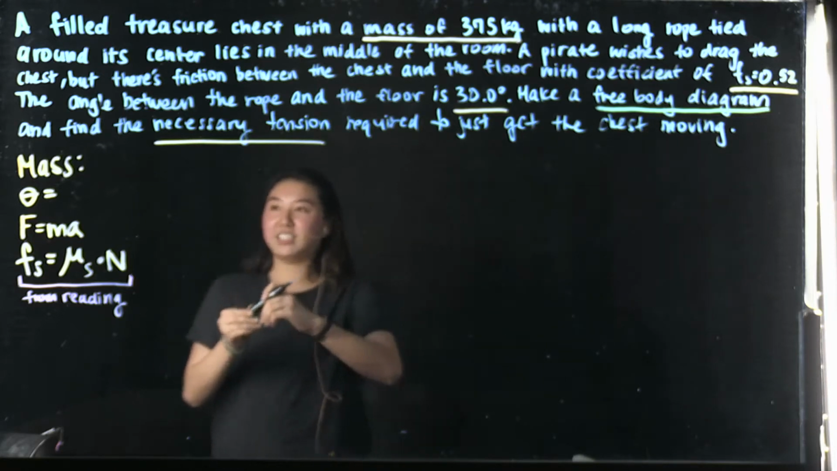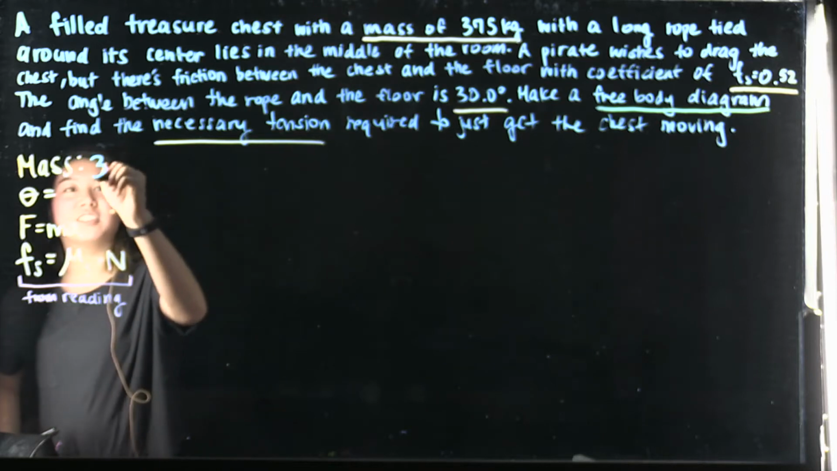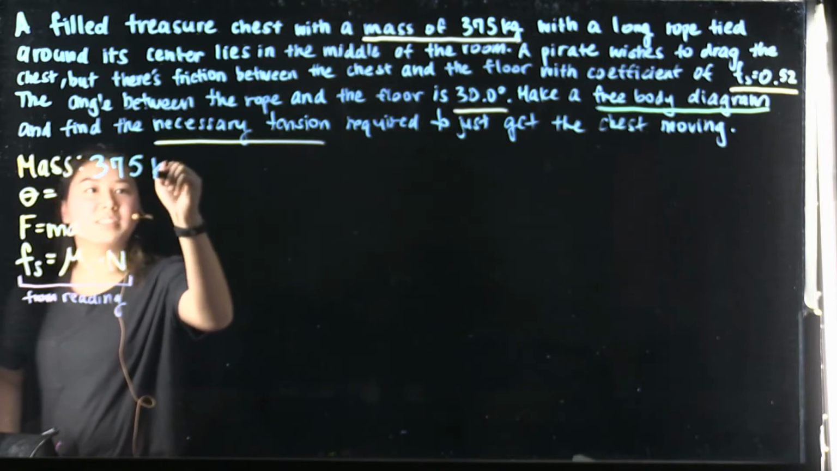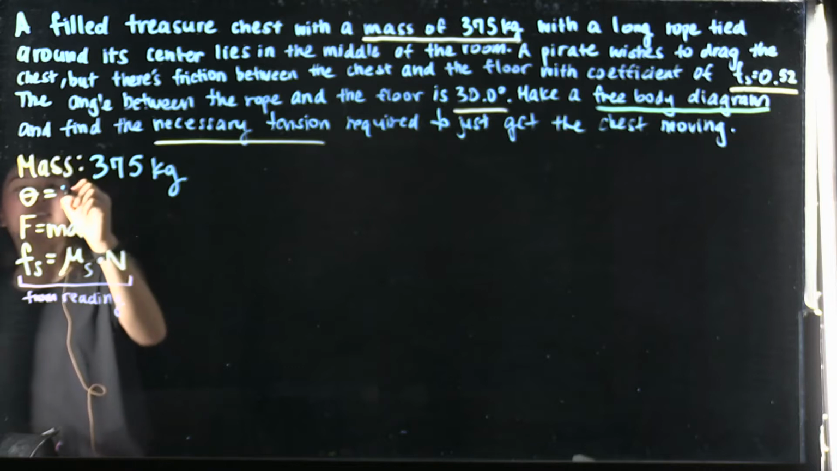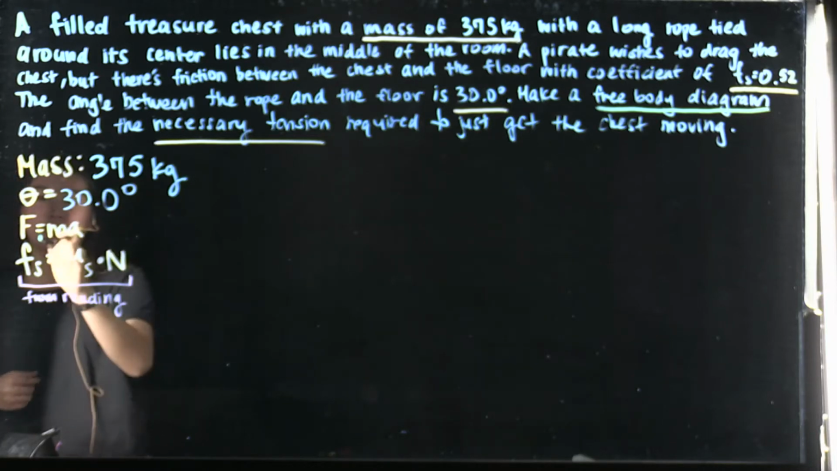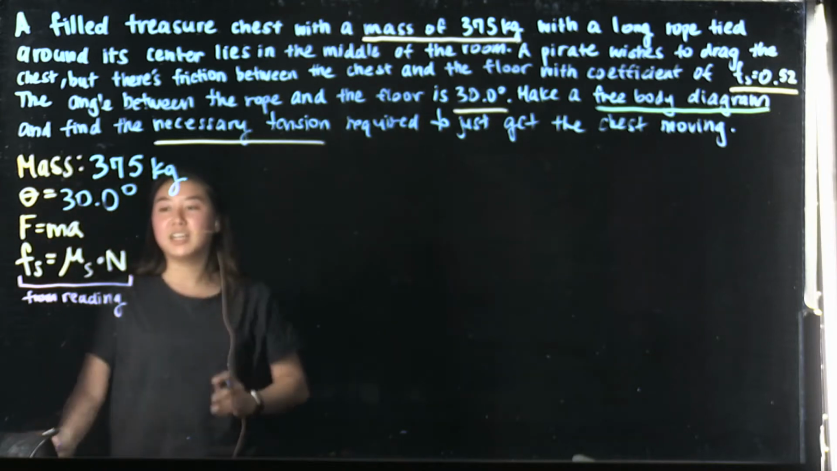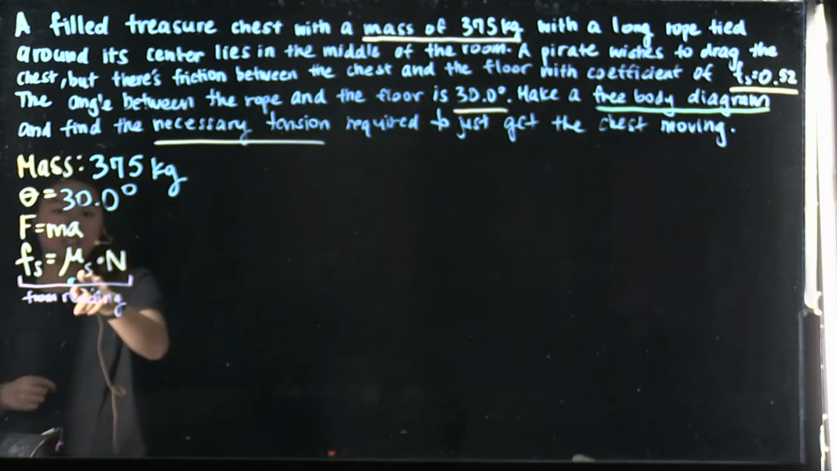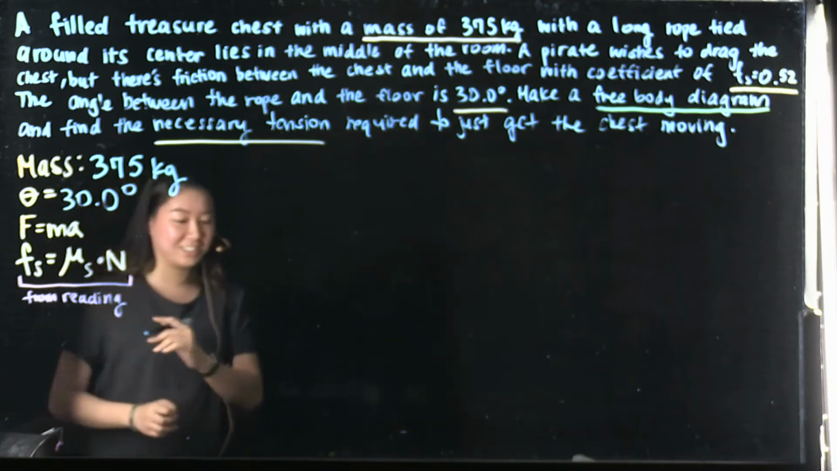So our knowns are right here, and our mass is 375 kilograms, and our angle is 30 degrees. And we have our known equations here, which is force equals the mass times acceleration, and the static friction equals the coefficient times the normal force, which is from our reading.